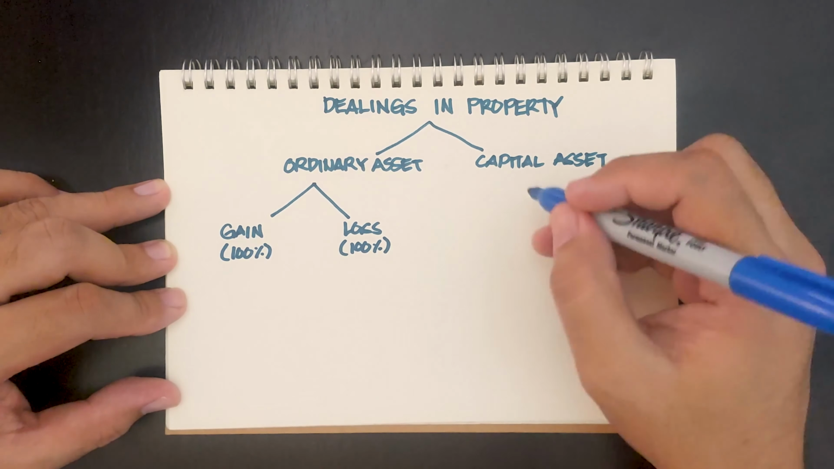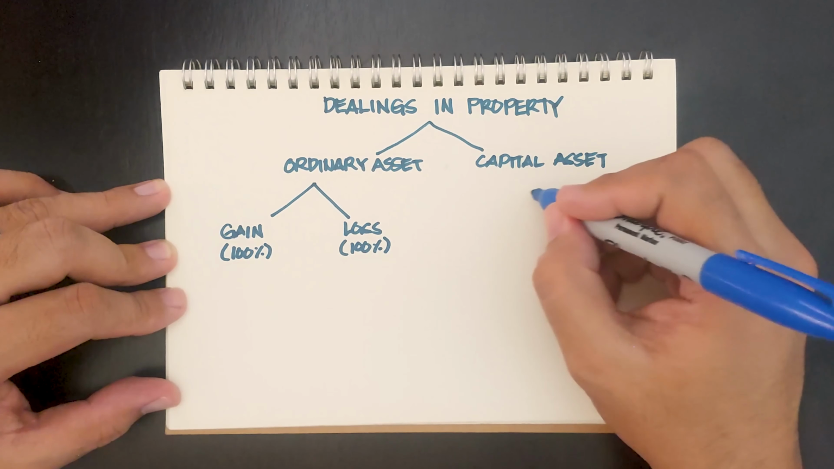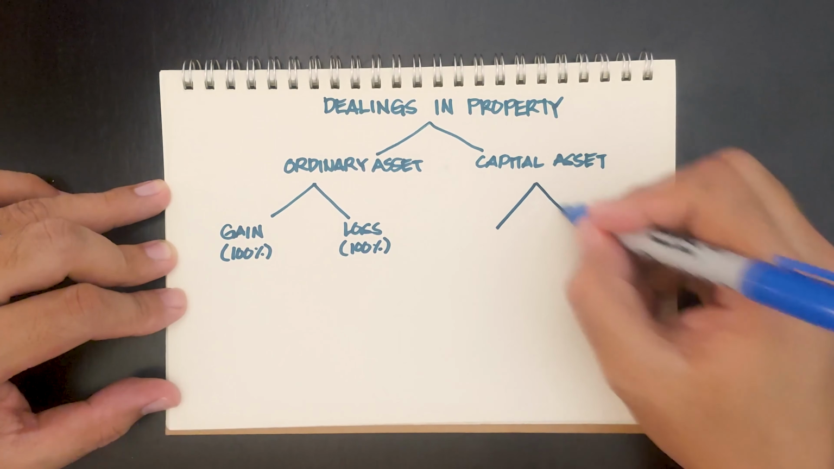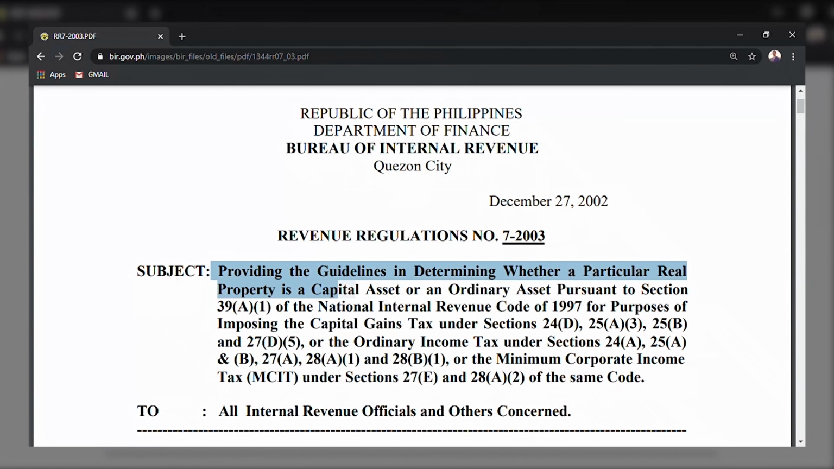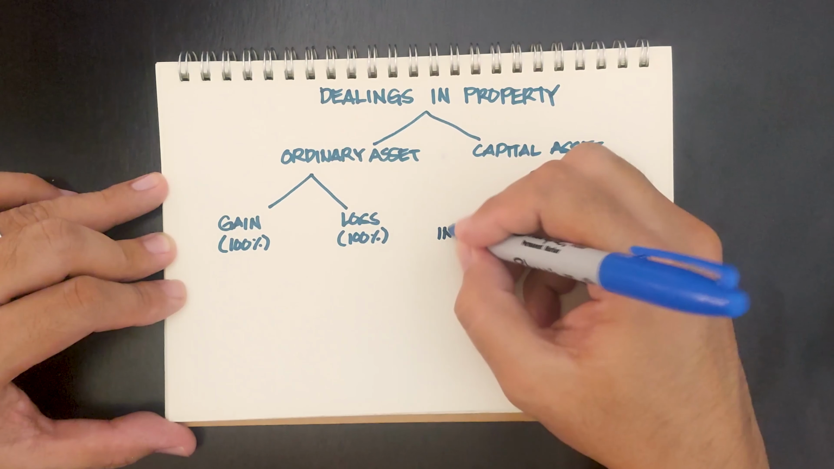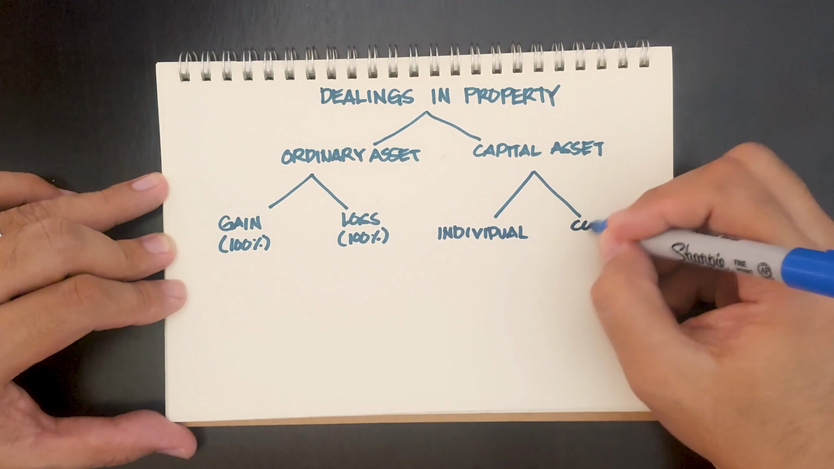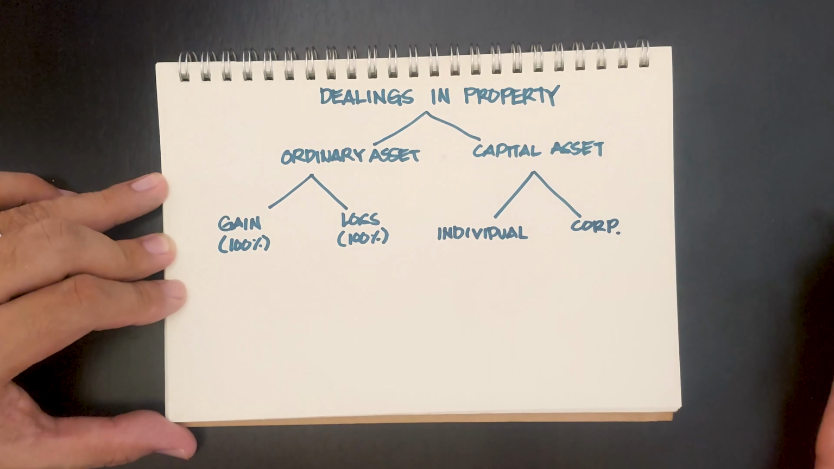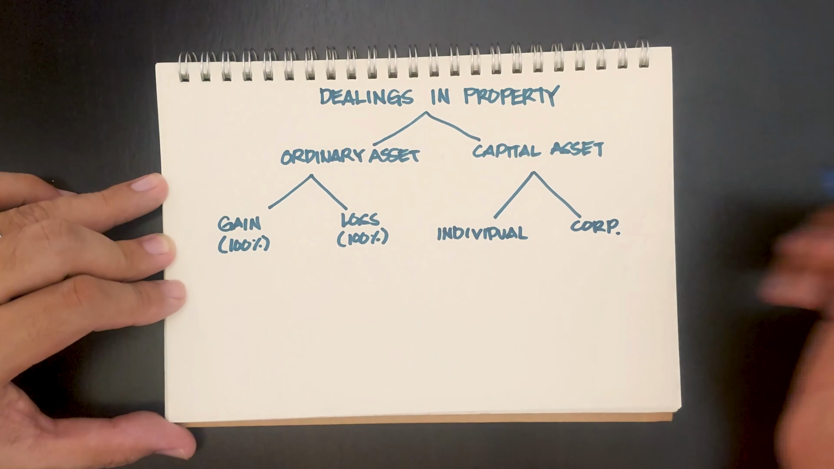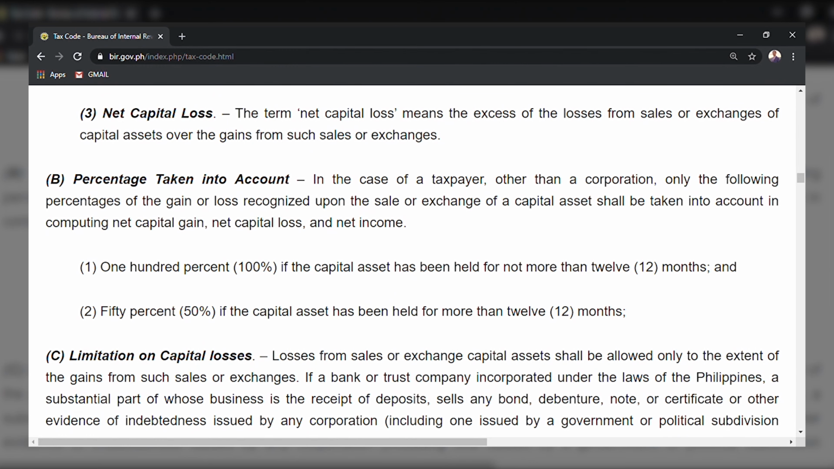To reiterate, the capital assets that I am pertaining to here are those aside from real properties and shares of stock. You can read more about the guidelines in determining whether a particular property is a capital asset in Revenue Regulations 7-2003. Now, the sale of capital assets could be done by either an individual or a corporation. If the sale or exchange was done by an individual, Section 39B of the tax code as amended shall take effect, wherein we have to determine the holding period.